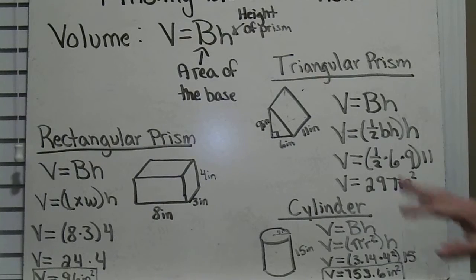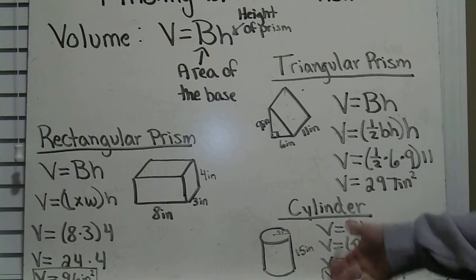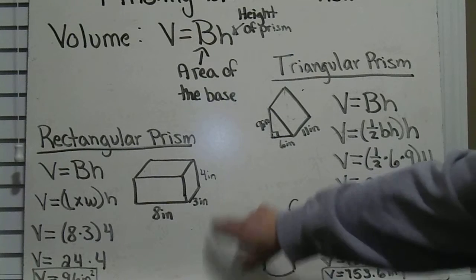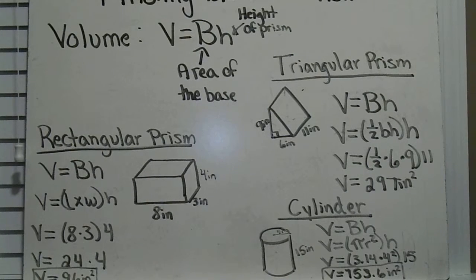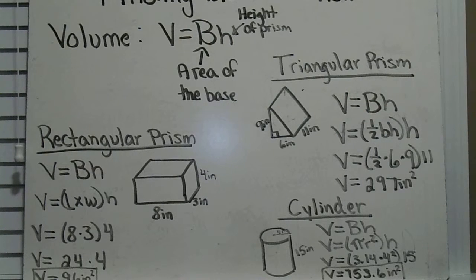So on this board, I have three different prisms. I have a rectangular prism, I have a triangular prism, and I have a cylinder. When I'm looking at these three different three-dimensional shapes, I have a different base in each one of them. When I look at the rectangular prism, my base shape is a rectangle. If I look at my triangular prism, my base shape is a triangle. And if I'm looking at my cylinder, my base shape is a circle.